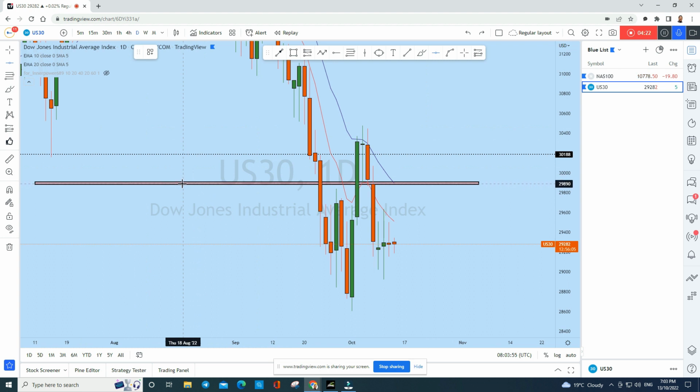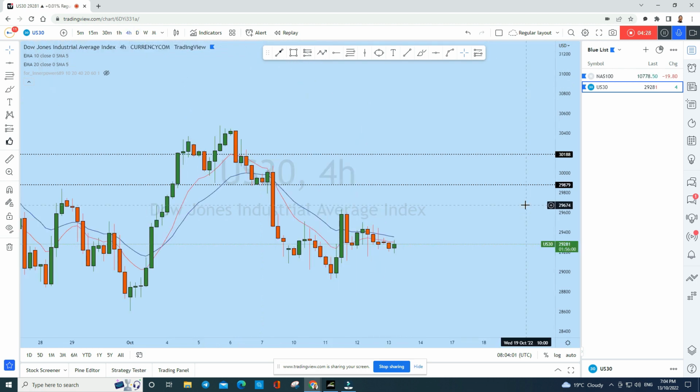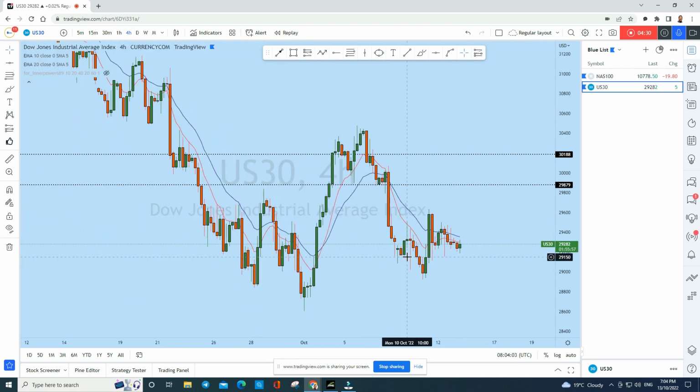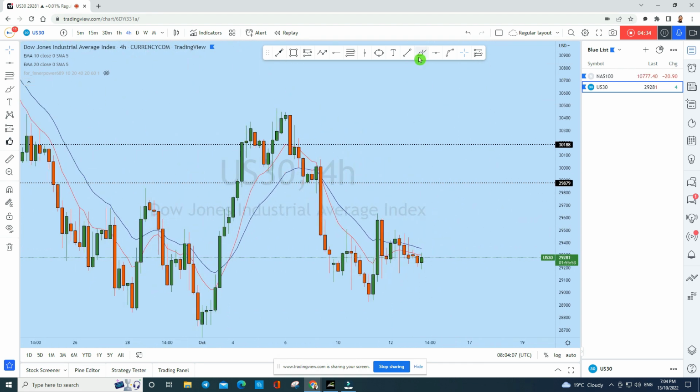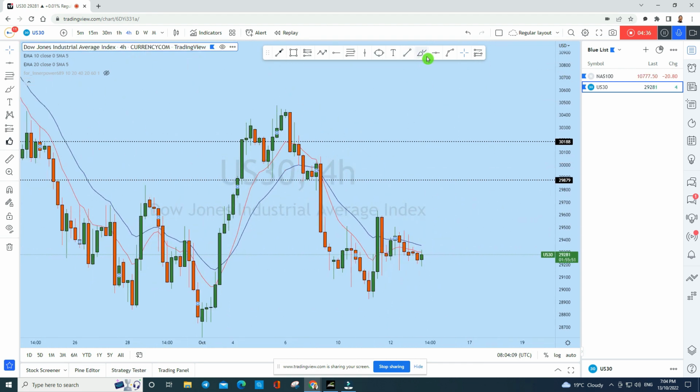Now, if you draw both of these levels, let's look at the lower time frame to see how we can find a potential selling opportunity on US30. In this time frame, there is a nice looking head and shoulders that has been created on US30 and has broken down.